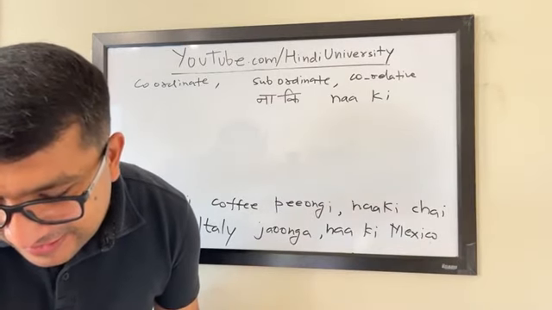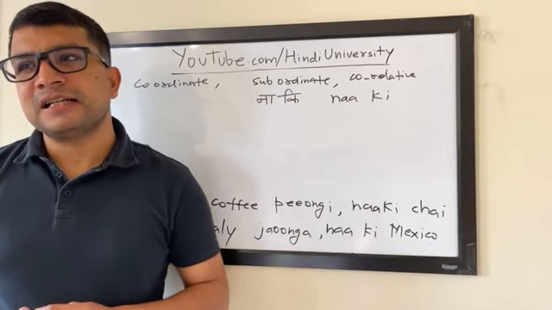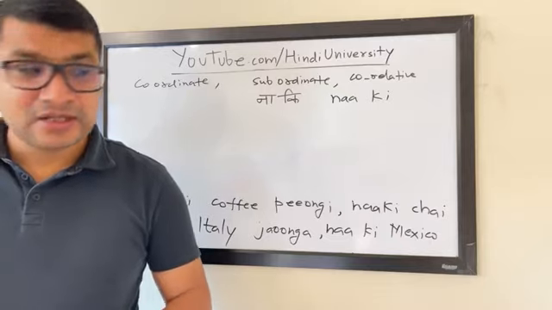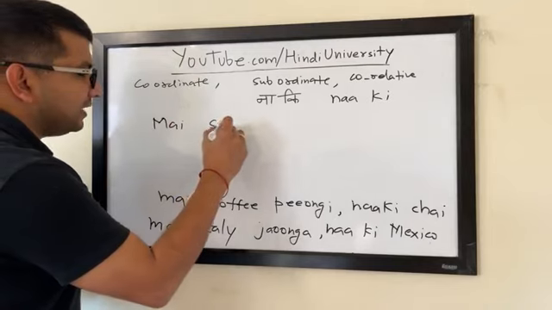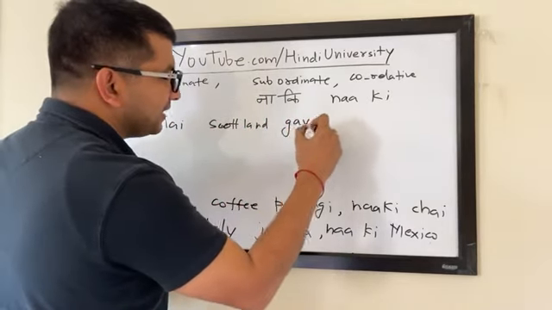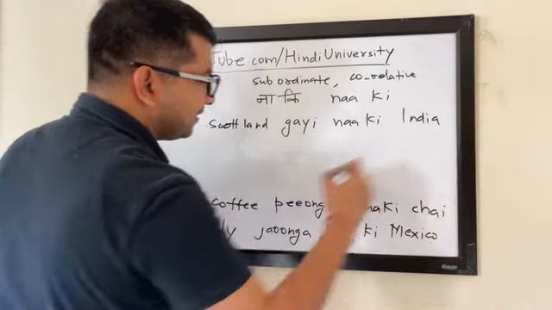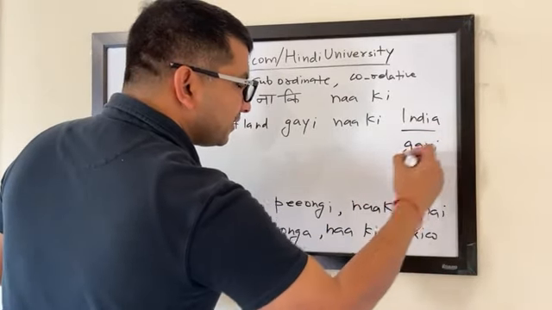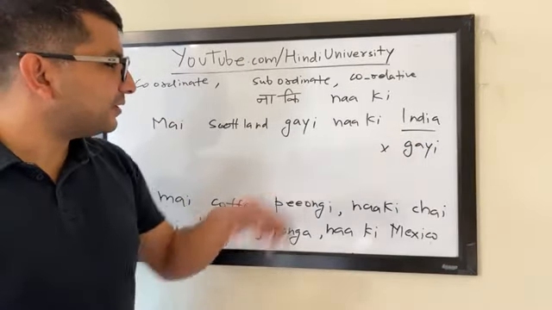Okay. I need the verb at the second. So if I say, main Scotland gayi, na ki Bharat. So I went to Scotland, not India. Would I need the gayi again? Oh, so the question is, main Scotland gayi, then I want to say na ki India. Bharat or India. And that's it, right? I wouldn't need another gayi. You don't need another gayi. Okay. It's redundant. It's implied.